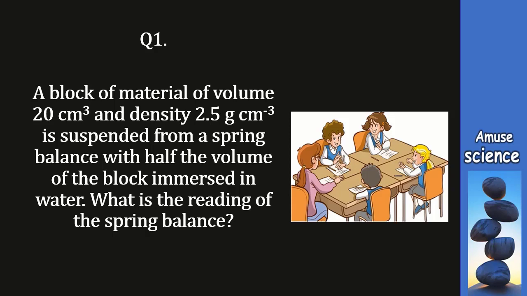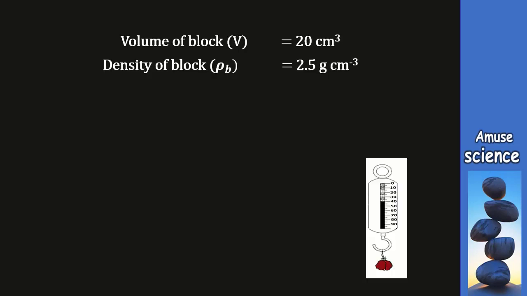First of all, let's have an overview of what the question is about. We have been told that the block has a volume of 20 cubic centimeters. So let's write that down. Also, we have been told that the density of the block is 2.5 grams per cubic centimeter. These are the two main pieces of information we have been given about the block. Now, we are also told that the block is being suspended from a spring balance.